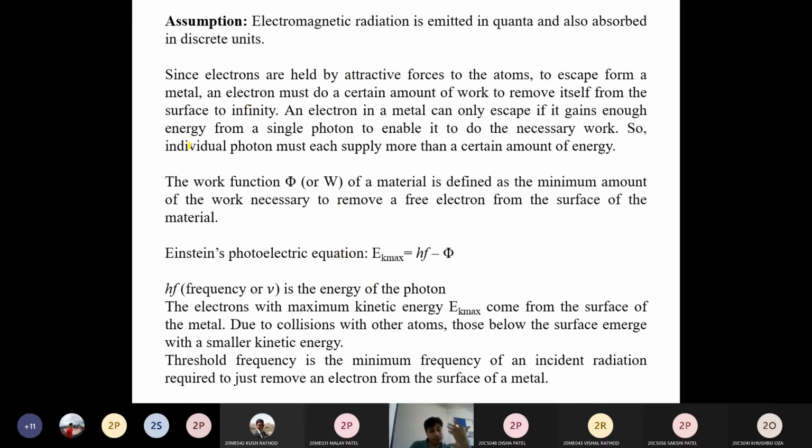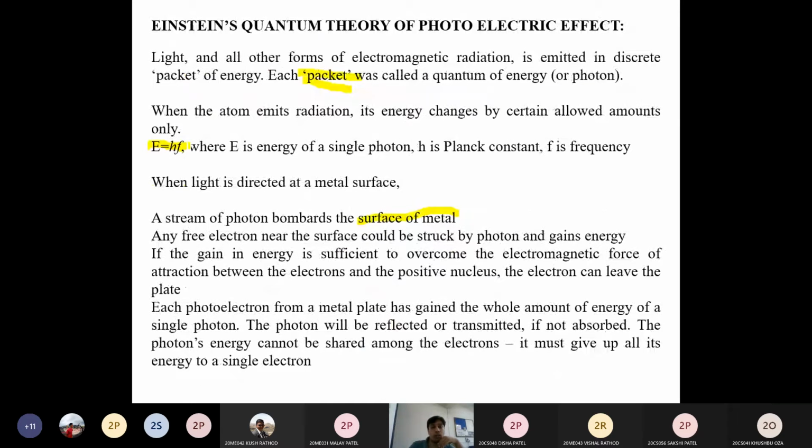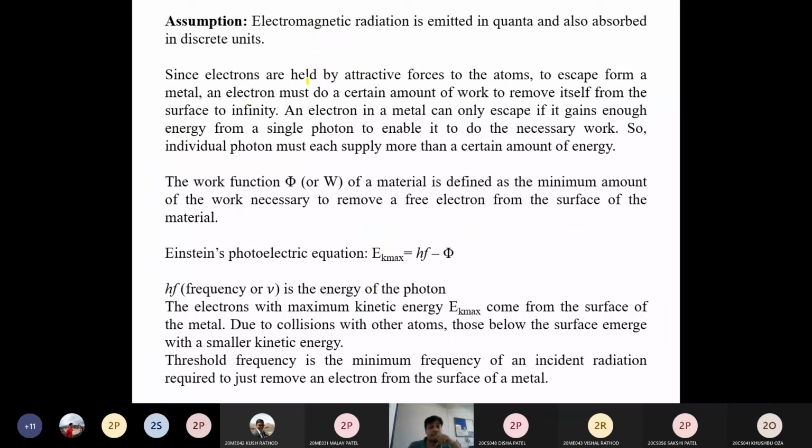And based on that, the new concept, since in quantum theory we are talking about the wave packet, so we have another concept, that is stopping potential, or work function. That means how much minimum energy an individual electron needs to come out of the metal. The work function of a material is defined as the minimum amount of work necessary to remove a free electron from the surface of the material.